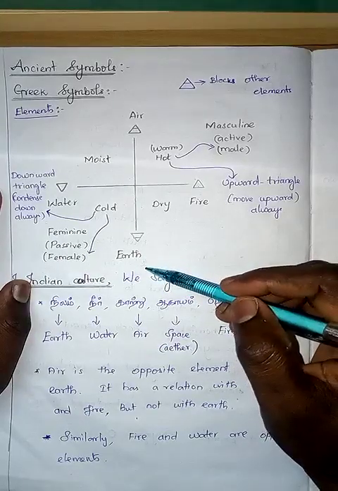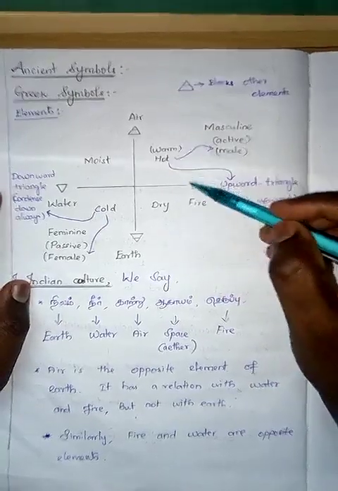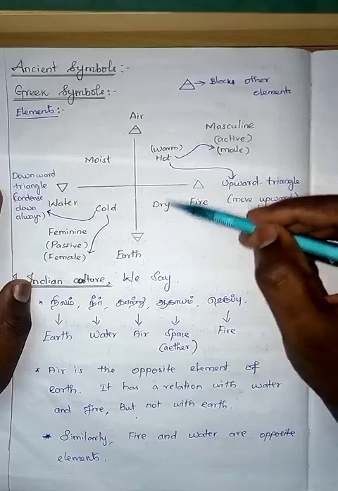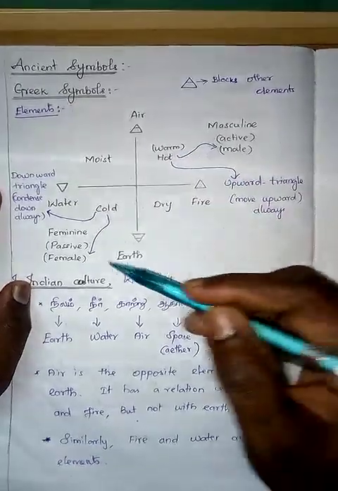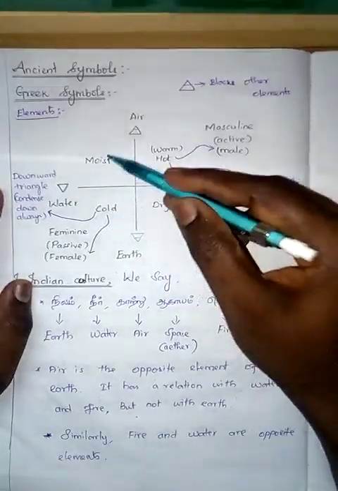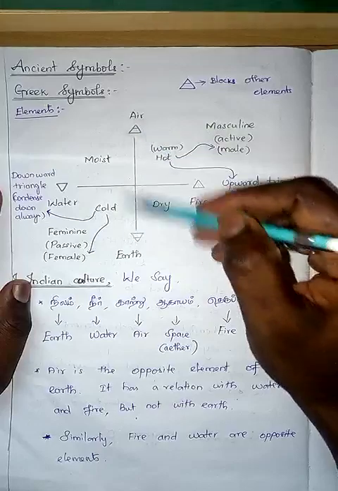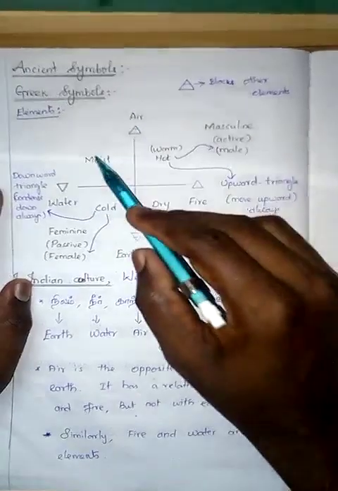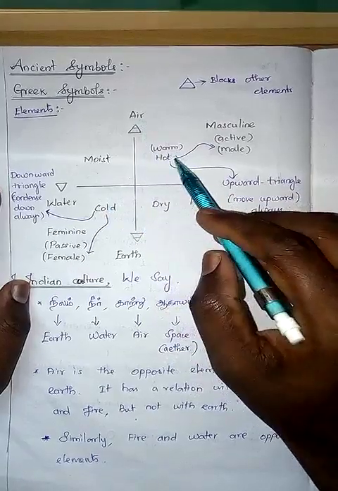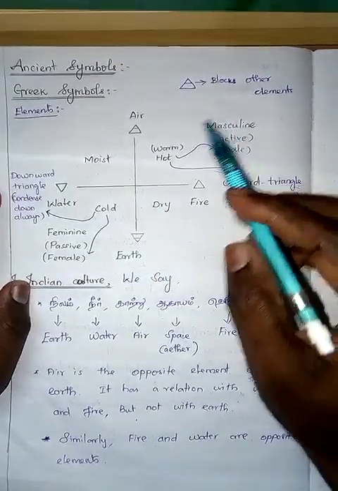Come to the fire part. Fire is always dry and hot. That's why it is given as dry and hot. Water is always moist and cold. That's why. Come to the other two elements. Air, sometimes moist, sometimes hot. So when it comes to the hot, it comes under masculine.